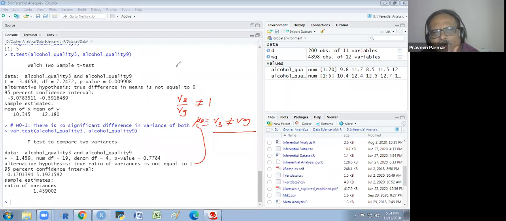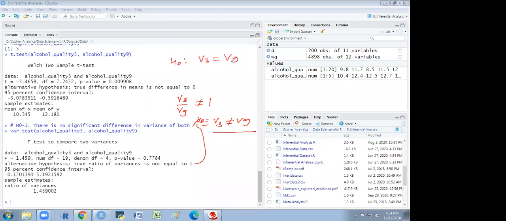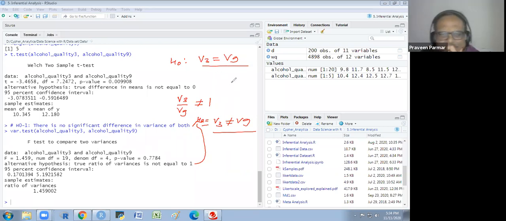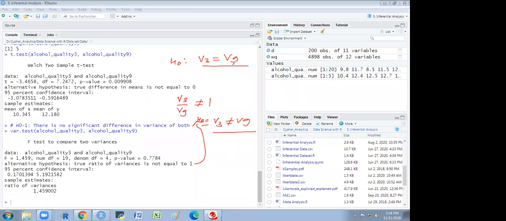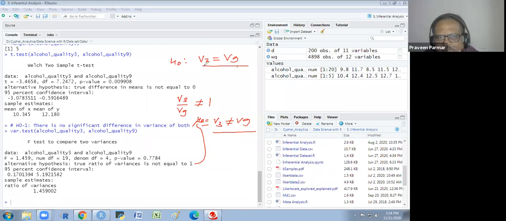So what would be the H0? Variance V3 is equal to V9. This would be the H0. There is no significant difference in the variance, that means they are equal. Variance are equal. This is our null hypothesis. There is no significant difference in the variance. It has been accepted. Got it?